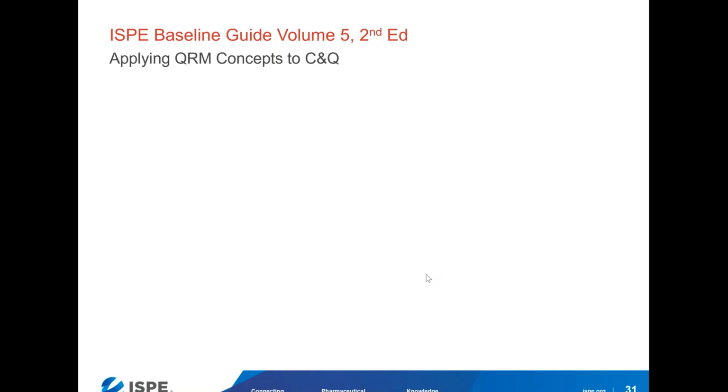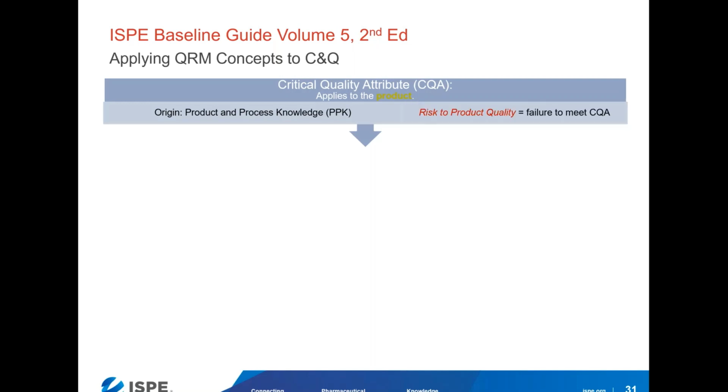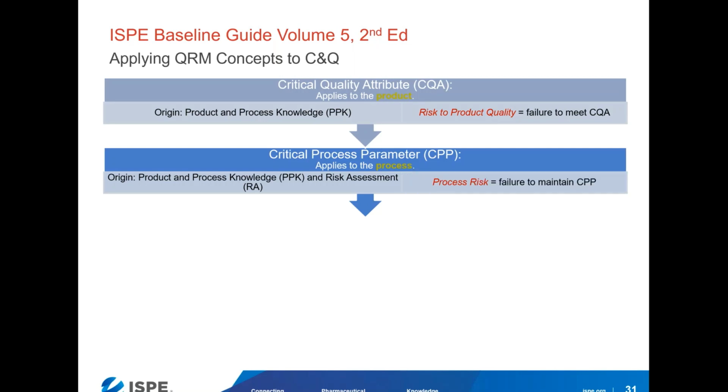So how do we apply QRM concepts to commissioning and qualification? Again, we start with critical quality attributes. CQAs apply to the product. We identify them through product and process knowledge as part of process development. And we can define a risk to product quality as a failure to meet a CQA. We then look at critical process parameters, which apply to the process. They are also identified as part of product and process knowledge through process development and may be refined through our risk assessment. We define a process risk as a failure to maintain a CPP.